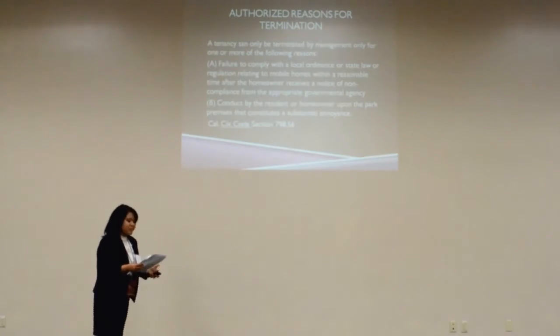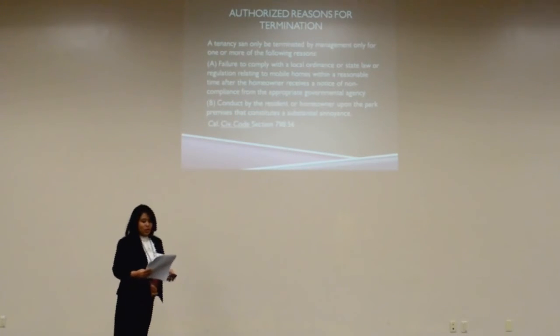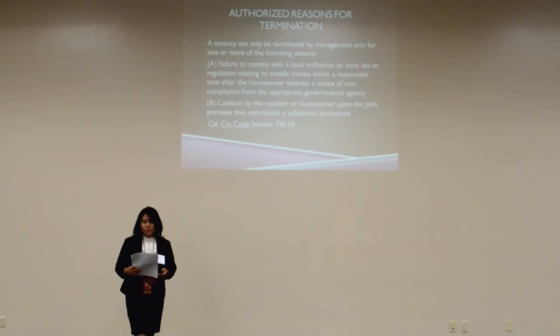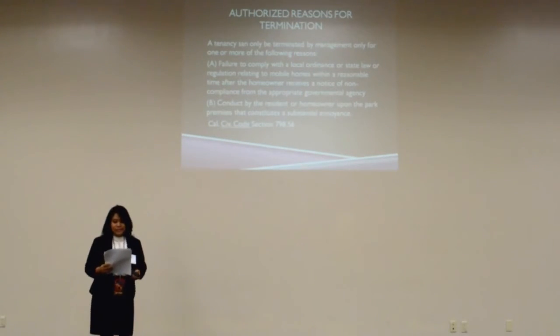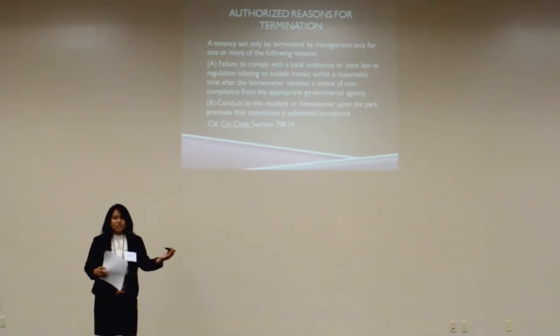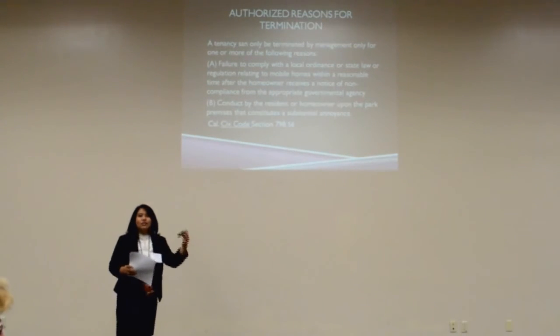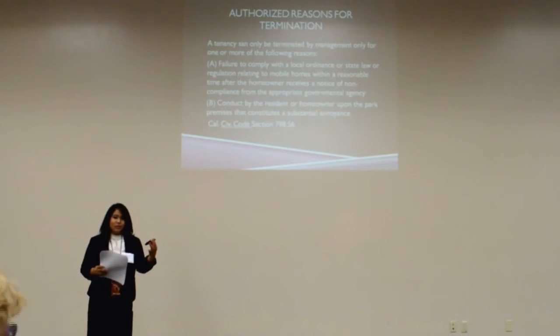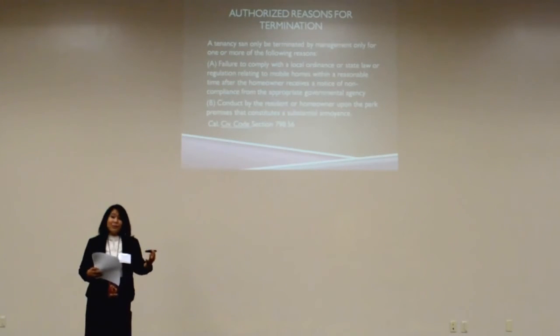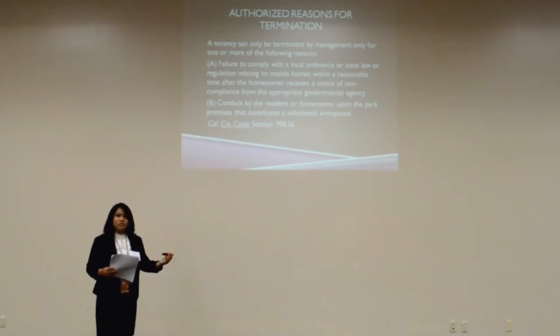So here are the authorized reasons for termination. The first one is failure to comply with a local ordinance or state law or regulation relating to mobile homes within a reasonable time after the homeowner receives a notice of non-compliance from the appropriate government agency. So maybe something changed in the rules where they can't have a certain thing, and you get notice, and you as a tenant or the resident don't comply with it, then that's grounds for them to provide you a 60-day notice to terminate.